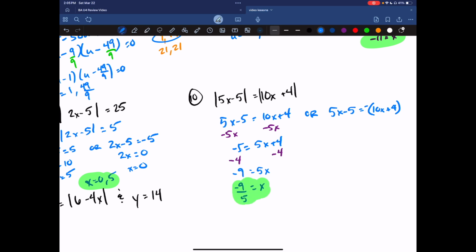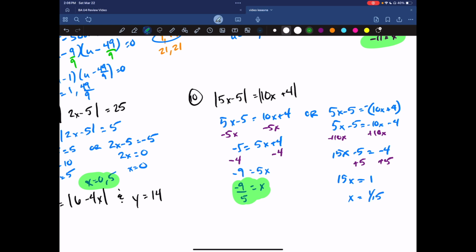Okay. I need to clean this up before I do anything. So that's going to be -10x minus 4. Okay, now because the 10x is negative, I'm just going to move the other one instead, trying to keep my x positive. It's just going to be 15x minus 5 equals negative 4. Let's add the 5 to both sides. 15x equals positive 1. Divide, you get 1 over 15. There's your second answer.